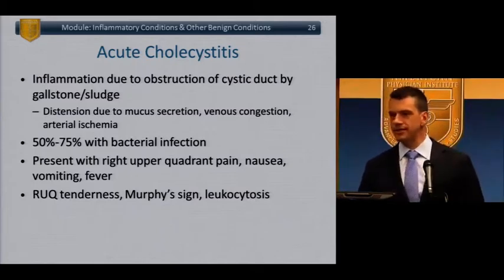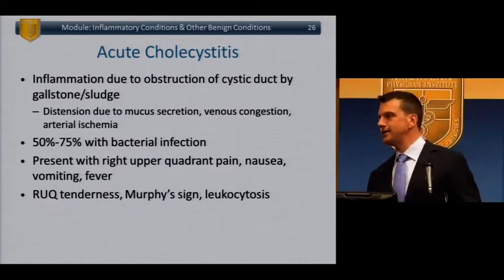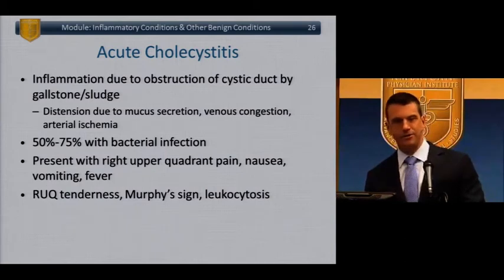Here the difference is that the right upper quadrant pain is continuous and will not simply go away. So that colicky pain is benign. Cholecystitis is a little bit more likely to present with that unremitting pain. They will show right upper quadrant tenderness, Murphy sign, which is pain with inspiration when you palpate in the right upper quadrant, and leukocytosis.